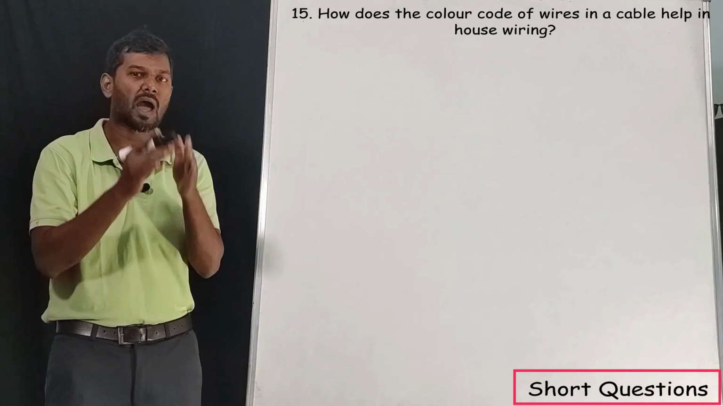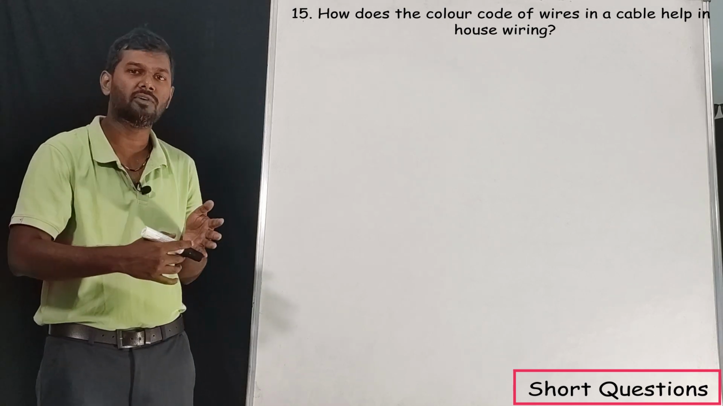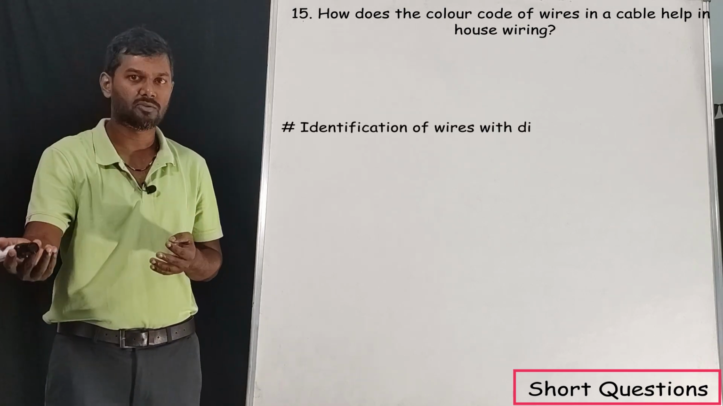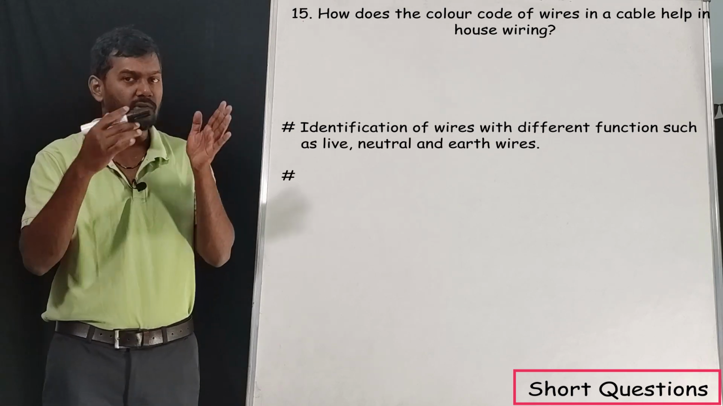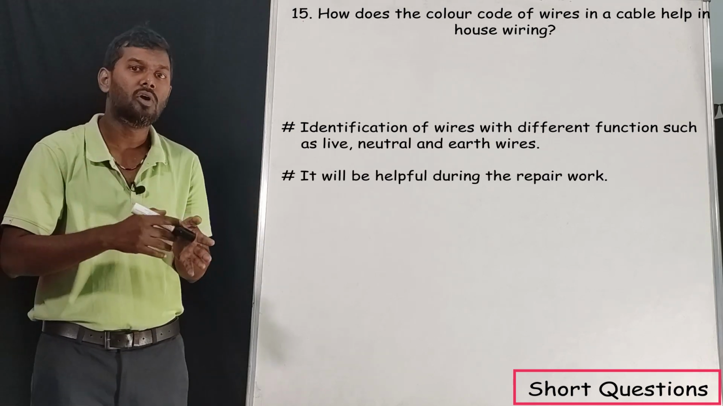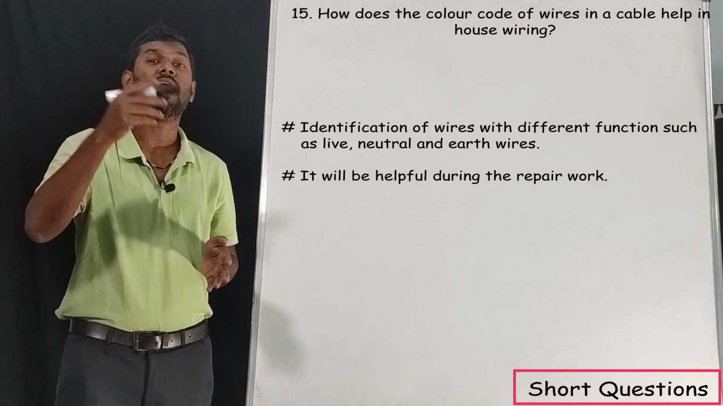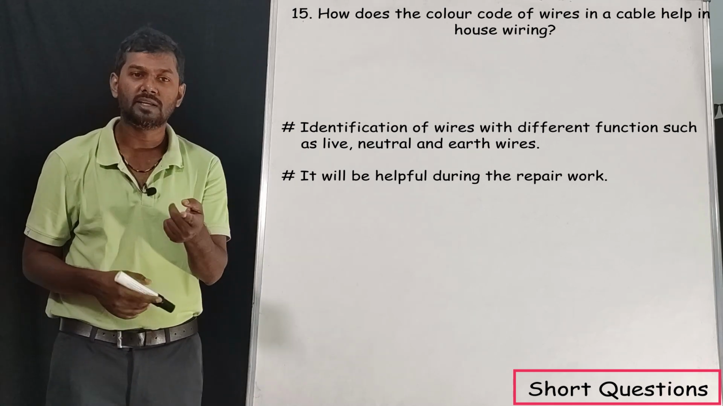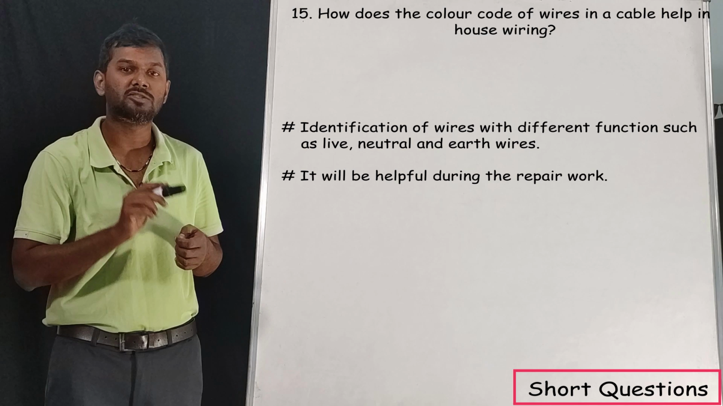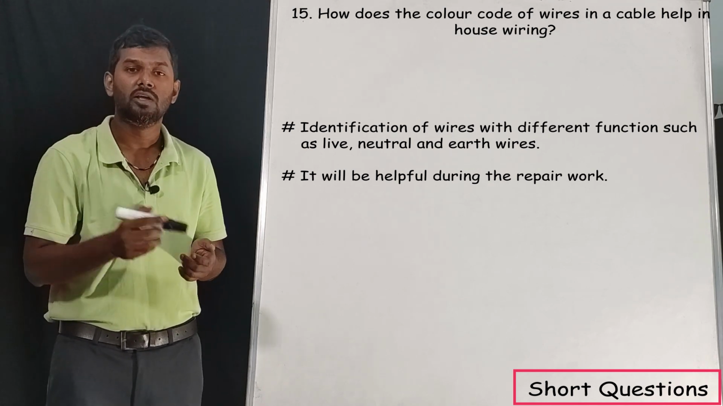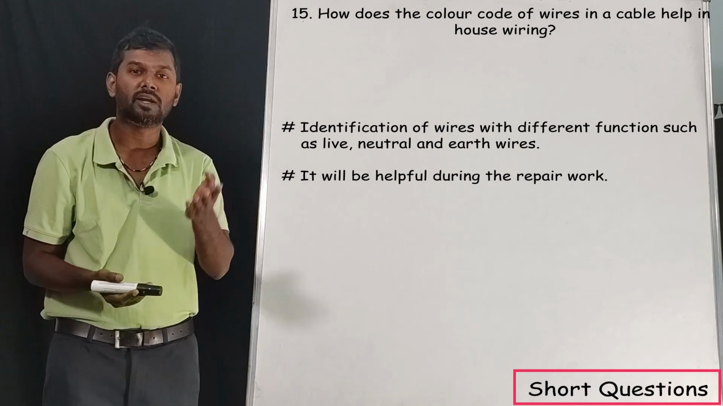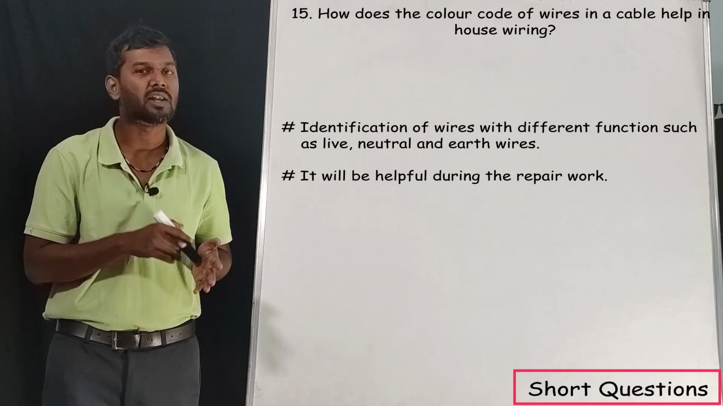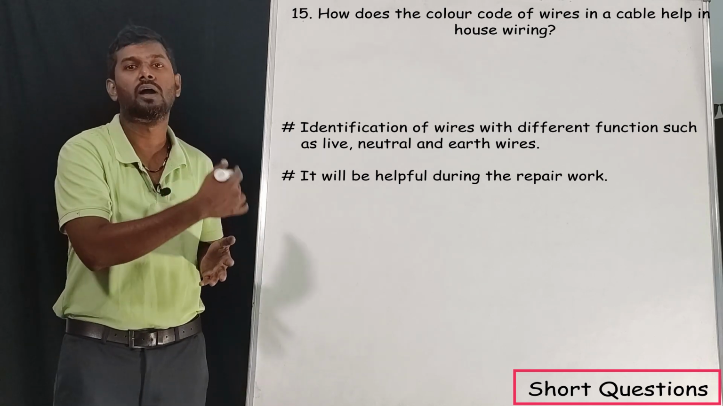Listen, first thing is identification. To identify the different wires like live wire, neutral wire and earth wire, and the connection of these different wires to the different appliances. For example, for a metallic case, I cannot connect any wire. It has to be connected to the earth wire only. So a fuse has to be connected to the live wire only. All these things we can identify using the color code.